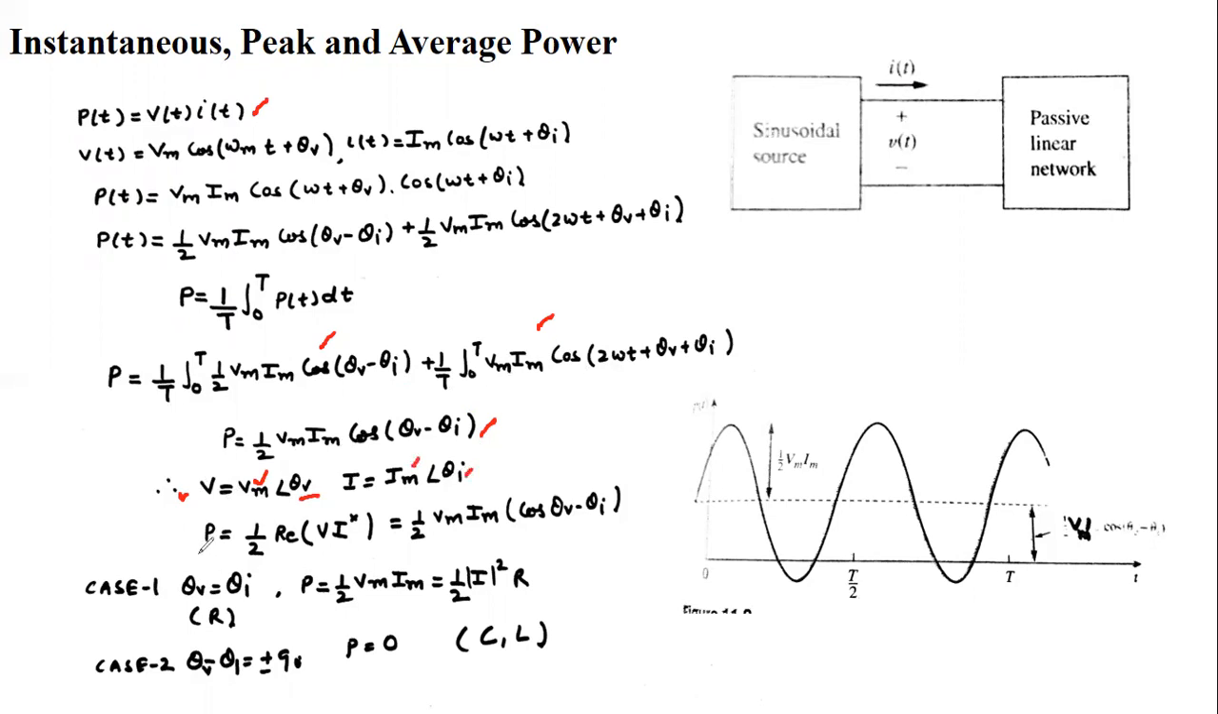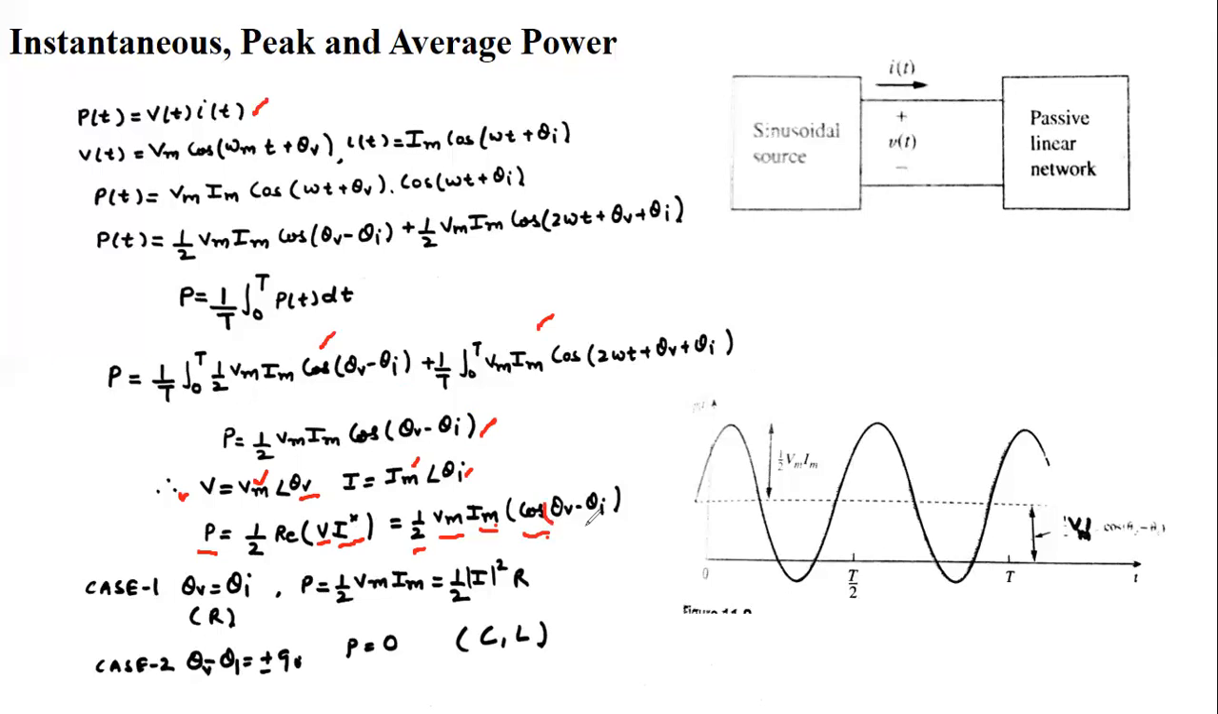So this power, total power P, how can we represent this? This is half the real part of voltage V with the complex conjugate of the current. Always remember, this is how you represent the power in phasor form: half the real part of voltage with the complex conjugate of the current. So see, this is half Bm Im, and the real part is always cos, cosine, sine.